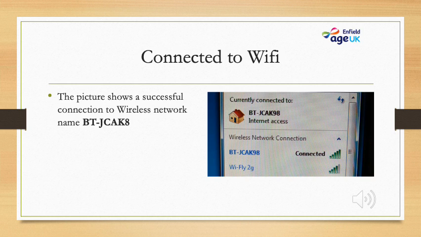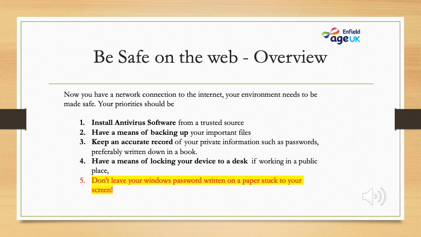In this case, our wireless network is called BT-JCAK8. And we've entered the Wi-Fi password, and having done that, we are now connected as it's shown in the picture. Here's an overview of how to be safe on the web.